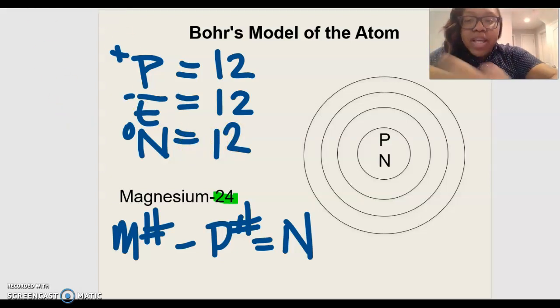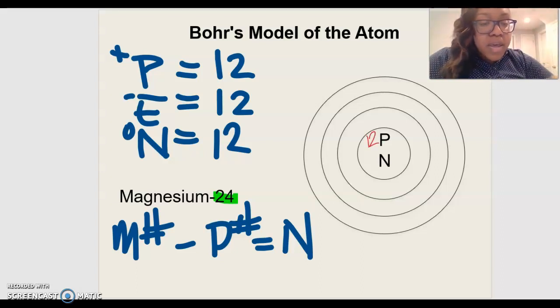And so we can account for our nucleus with the protons. So our protons are 12, and our neutrons are also 12. So now we know that we have our nucleus completed. So now let's start to distribute our electrons.